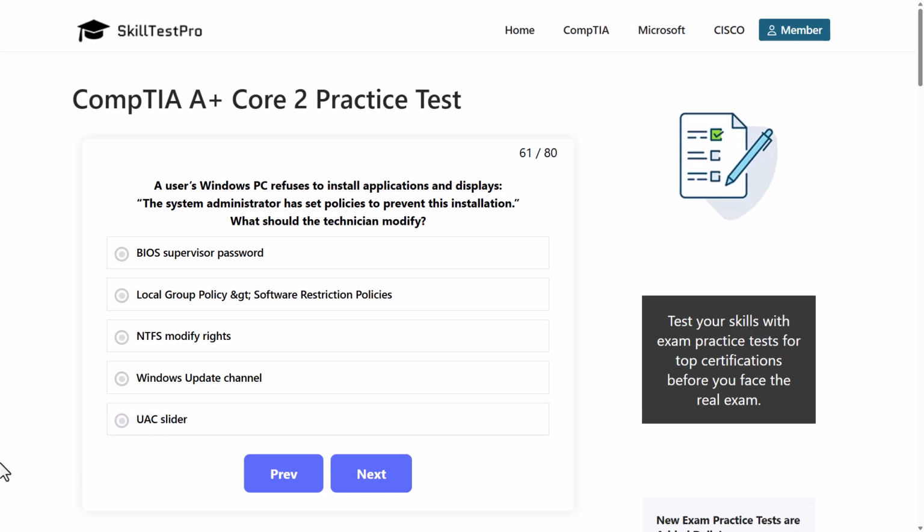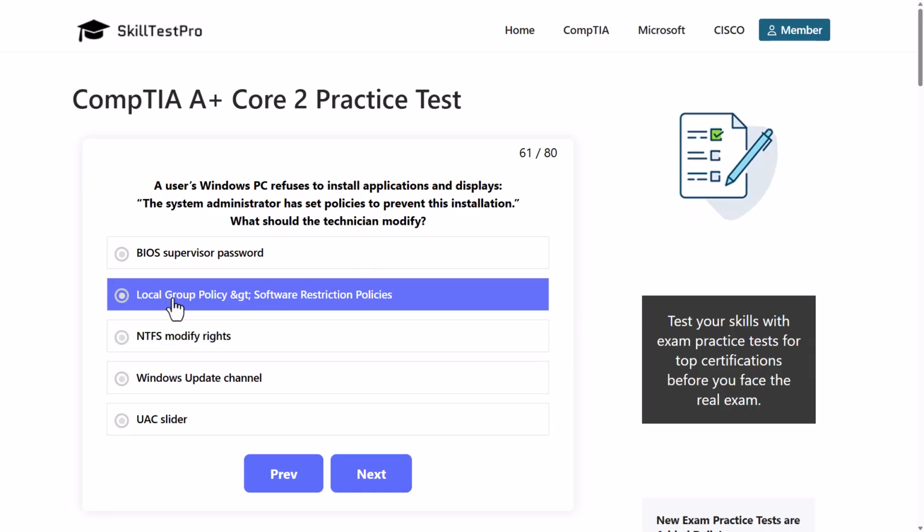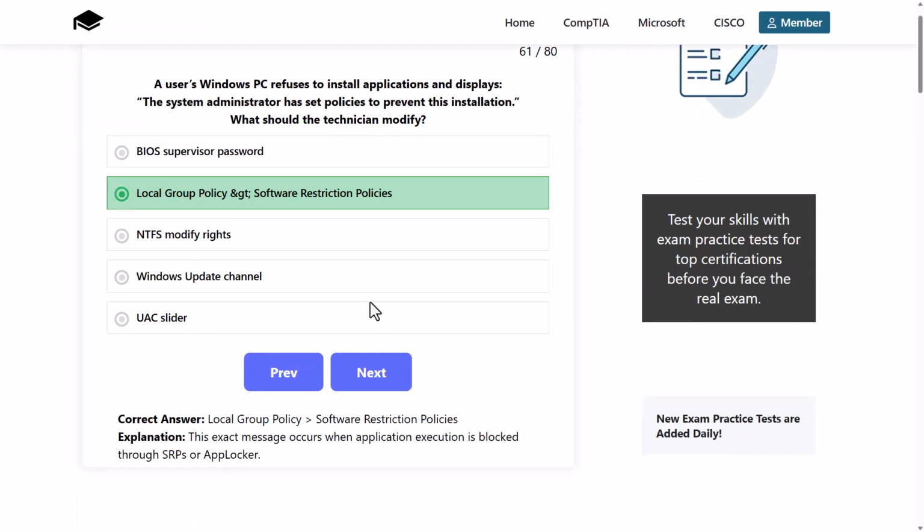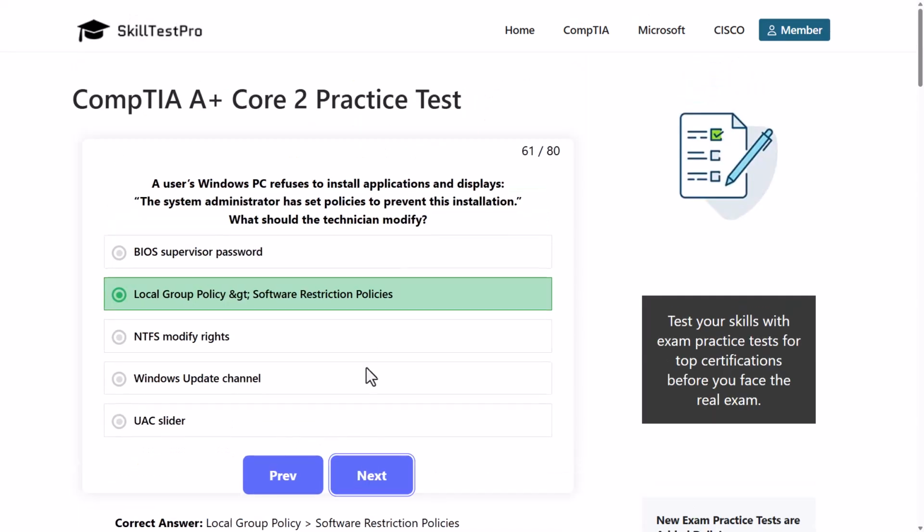And the correct answer here would be that the technician should modify local group policy and software restriction policies in this scenario. This exact message occurs when application execution is blocked through SRPs or AppLocker.